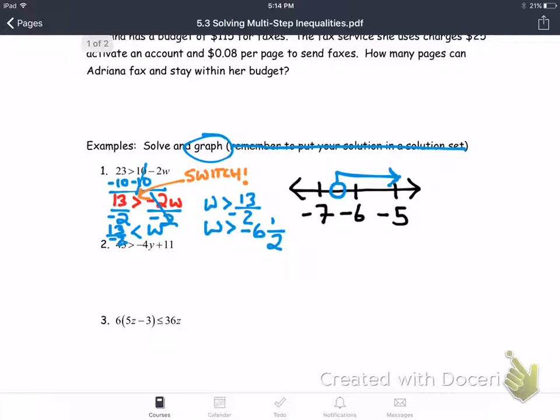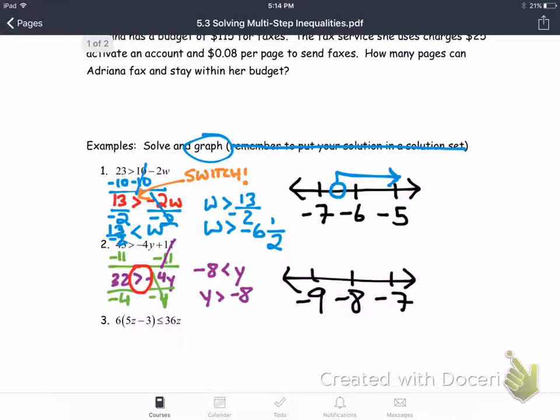Why don't you take a few minutes to try number 2, and in about 5 seconds I will pause it and show you the answer. So there's the math of how you solve for y. Be careful that you actually switch this sign right here, since you are dividing both sides by a negative 4. And then we got negative 8 is less than y, which also means y is greater than negative 8. And then if we graph it, we have our graph right here. Since y is greater than negative 8, that is going to be an open circle, and greater than means it's shading to the right.